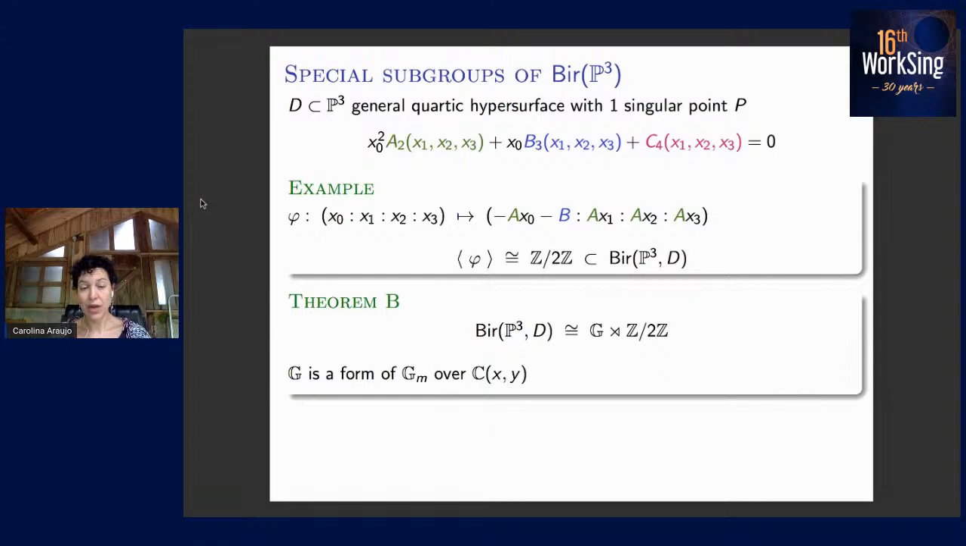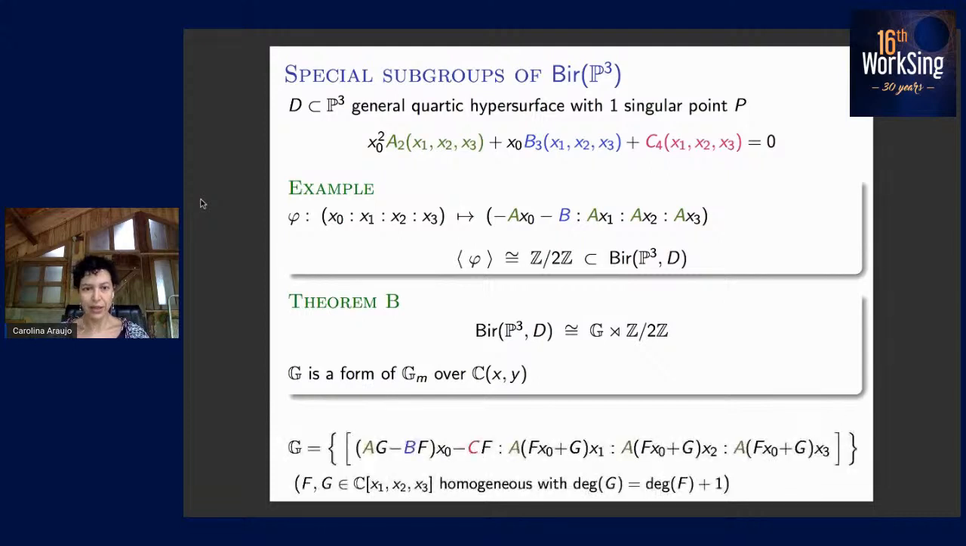So what do I mean by a form of G_m over this field? What I mean is that this G is an algebraic group defined over the field of functions of the plane. And after a change of coordinates, after a quadratic base change, it becomes isomorphic to G_m. I will explain how this group appears in the proof. But let me just say that if you are interested in explicit Cremona transformations, this theorem can be made very concrete.